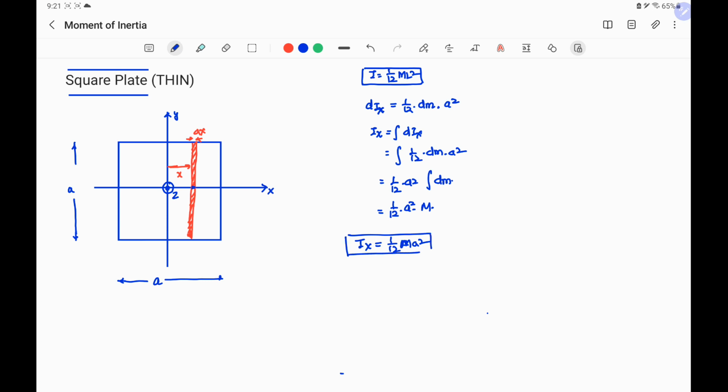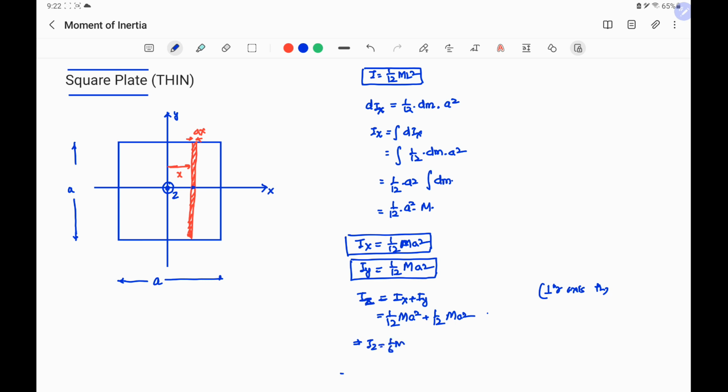Similarly, by symmetry, we can write that Iy will also be equal to 1 by 12 M a square. And now we can find the moment of inertia of the square plate about the axis through the center and perpendicular to the plane, and this axis is the z-axis, which we have shown in the figure. It will be equal to Ix plus Iy from the perpendicular axis theorem, and substituting the values we will have 1 by 12 M a square plus 1 by 12 M a square, and this will give Iz equal to 1 by 6 M a square.